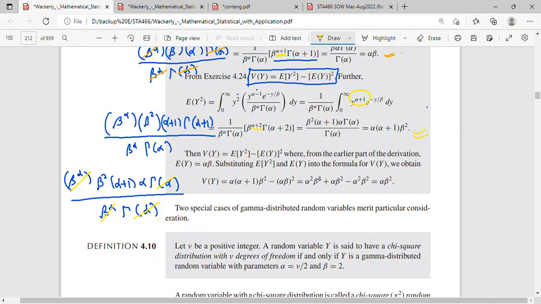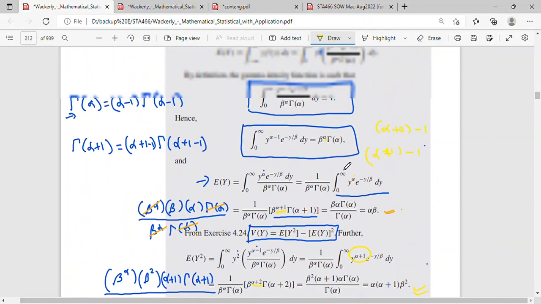So in order to find the variance of y, we apply the formula of this, which is expected of y square minus dengan mean square alpha beta square. Dan expand, last kali akan dapat variance of y adalah alpha beta square. Okay, so that is the way how you prove the mean and the variance for gamma distribution.